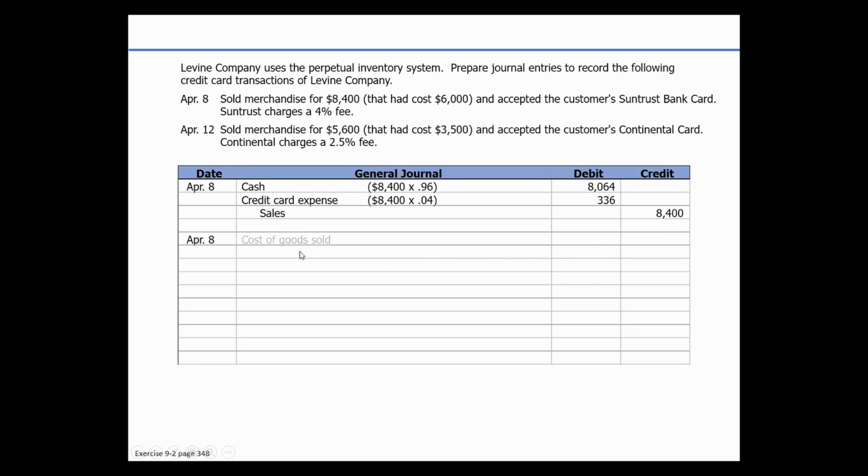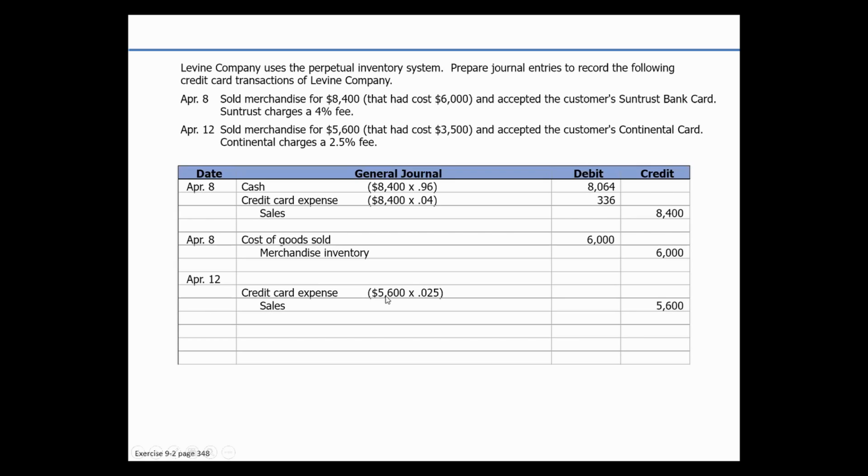And then we also have to record the cost of goods sold. So we have cost of goods sold, debit for $6,000, because it says in the problem that it had a cost of $6,000. And then we have to credit merchandise inventory for $6,000, because now we've sold it, it's no longer in our inventory. And then same thing, to record our sale on April the 12th of $5,600 is a credit to sales for $5,600, a debit for credit card expense.